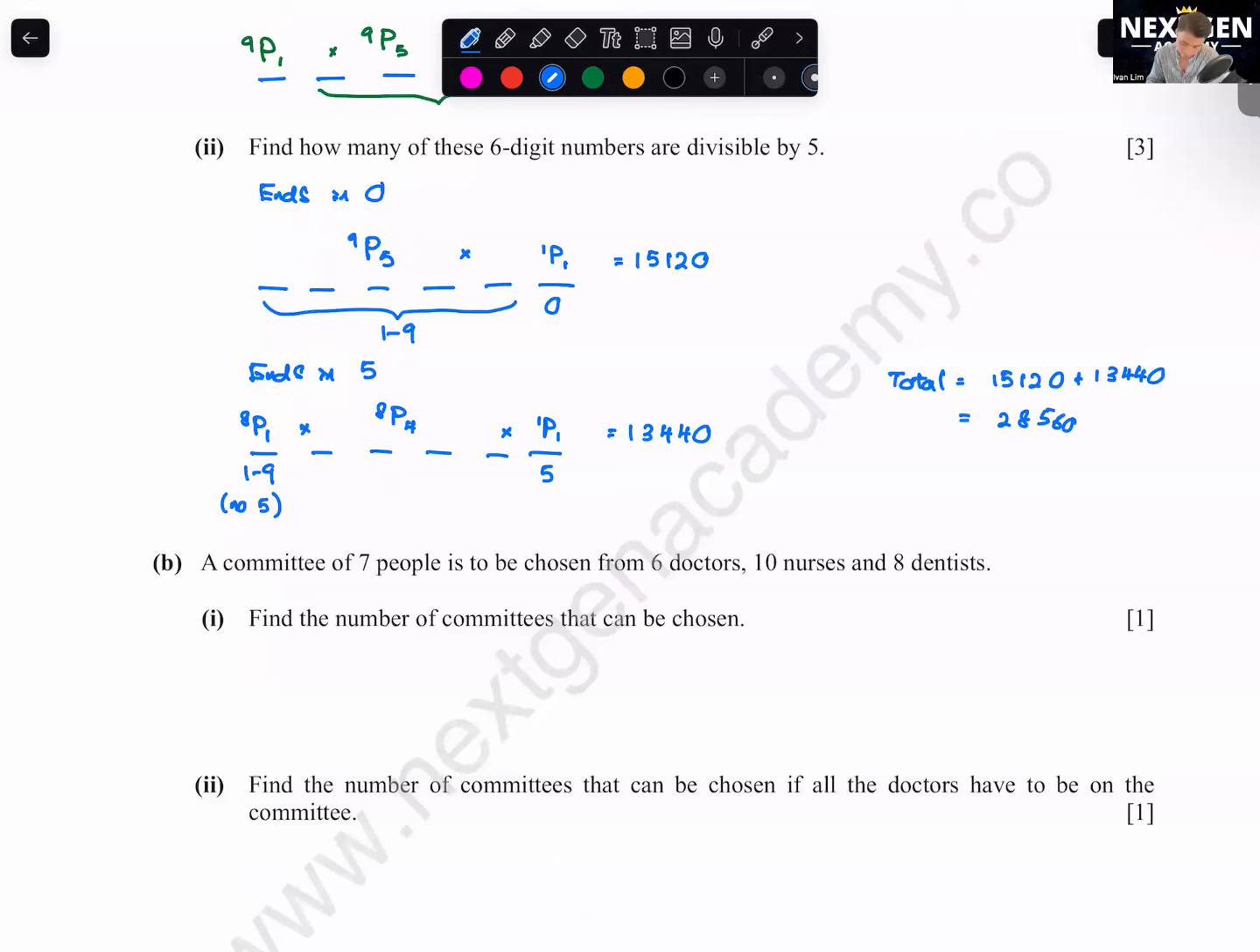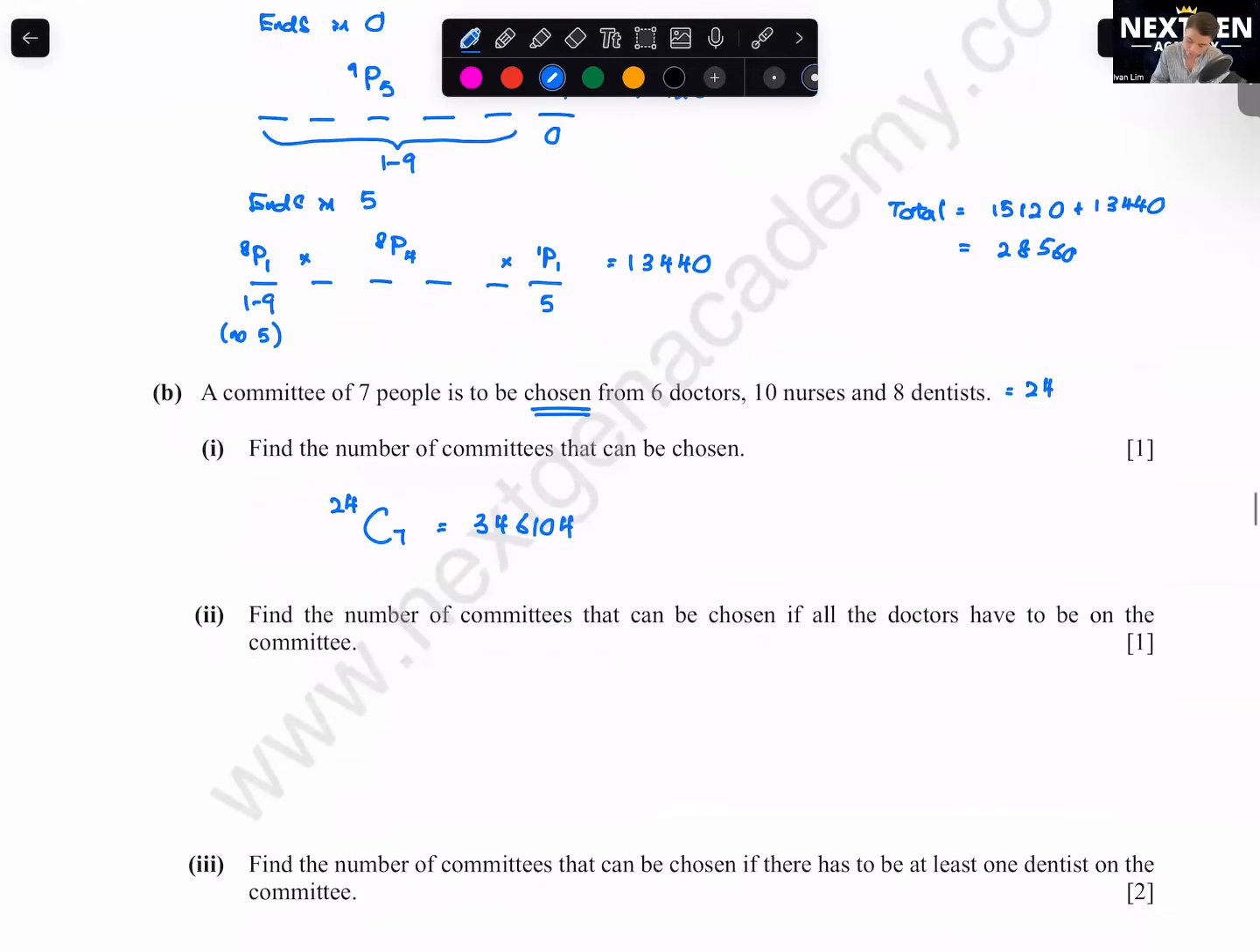Okay, question B. A committee of 7 people is to be chosen from 6 doctors, 10 nurses, 8 dentists. Number of committees that can be chosen. Choose, combination. Don't think otherwise. If you don't know which one to use, permutation or combination, you see the word choose, use combination. So you got 24 in total. You are going to choose 7. There is no restriction, so just type 24C7 in your calculator. You'll get 346,104.